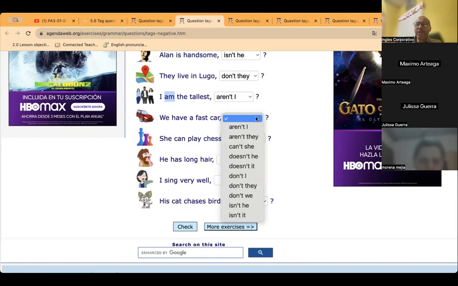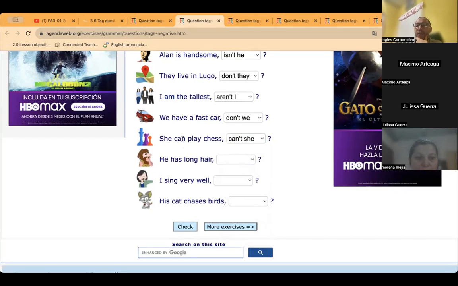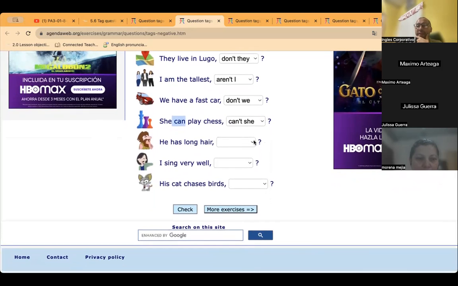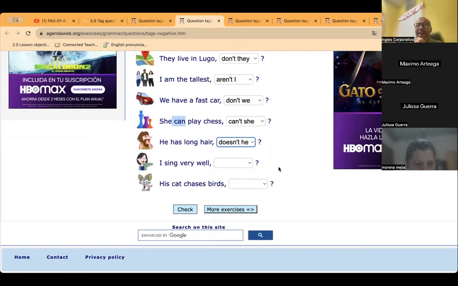We have a fast car. Don't we? Okay, good. Maximo. Doesn't she? What is the auxiliary, Maximo? She can. Auxiliary is can. Can't she? Correct. Exactly. Remember, look for the auxiliary. Good. Julissa? Doesn't she? Okay. Better. Very good. Here, he. Doesn't he? Okay, good.